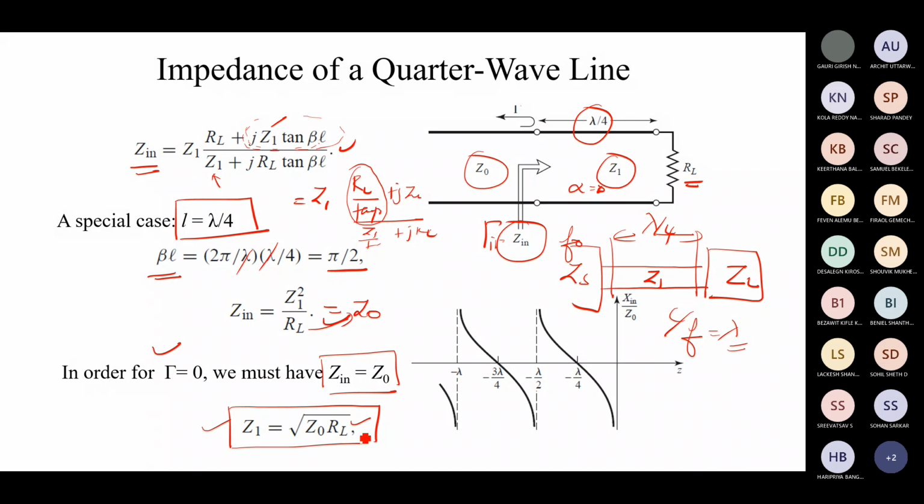Let's say Z0 is 50 ohm and this is 100 ohm. You just multiply and take the root of that, and you will get the value. When you take such a transmission line, it will be matched perfectly, and maximum power will be transmitted. So this is the primary benefit of having this lambda by 4 line, shortly referred to as a quadrature line.